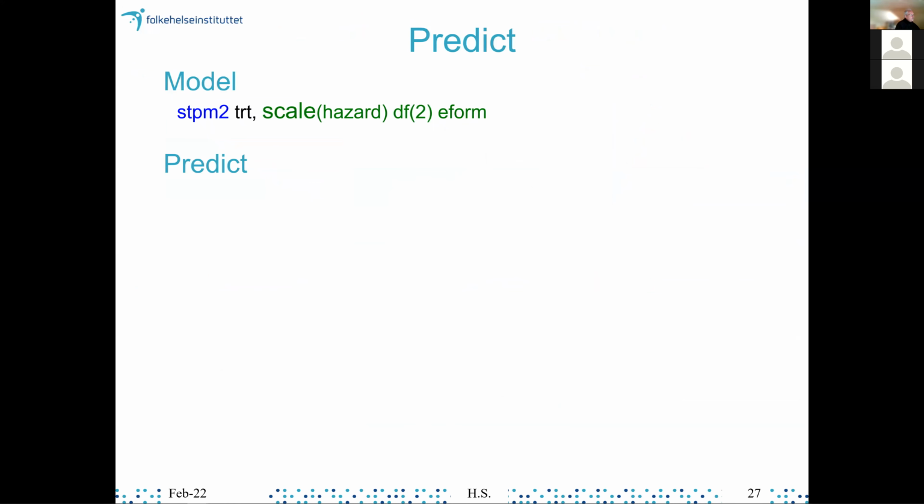So here is our model again, stpm2 of treatment, a hazard model with 2 degrees of freedom. We can predict survival by saying predict survival and have a new variable called S. Notice that this will predict survival by treatment. It's not a marginal prediction like we're doing in the marginal command. This will predict survival for the treated, if you are treated, and survival for the untreated, if you are untreated.